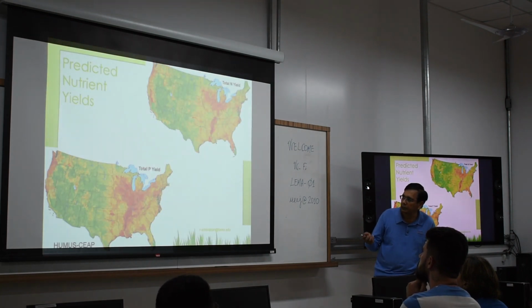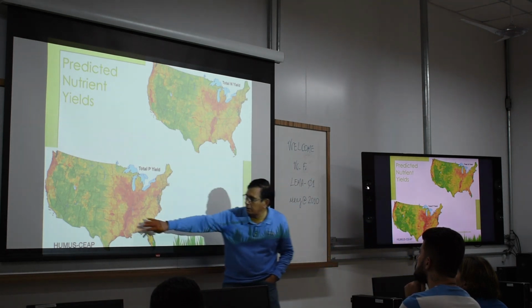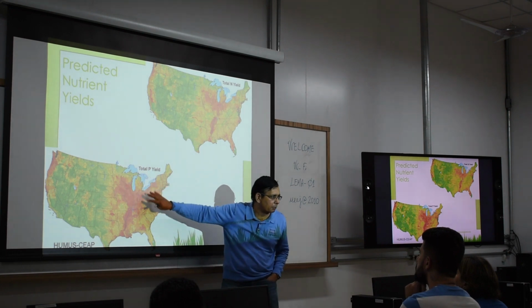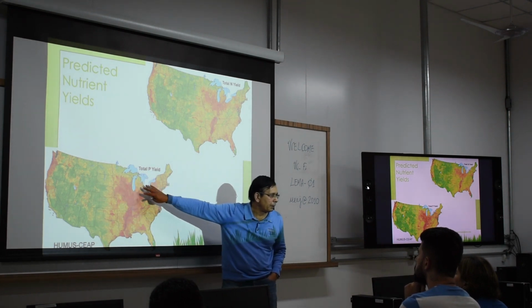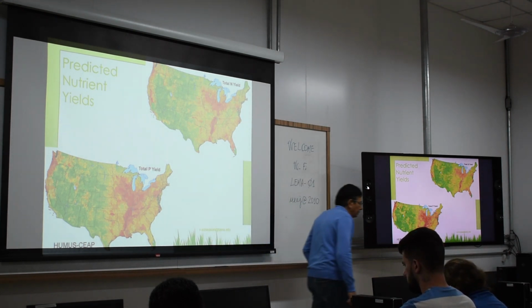Here is the nitrogen and phosphorus. Okay. So it's no surprise that all this area is all red. That's because this is the major agricultural production area, the Mississippi River Basin. That's why they are all highly red in color.